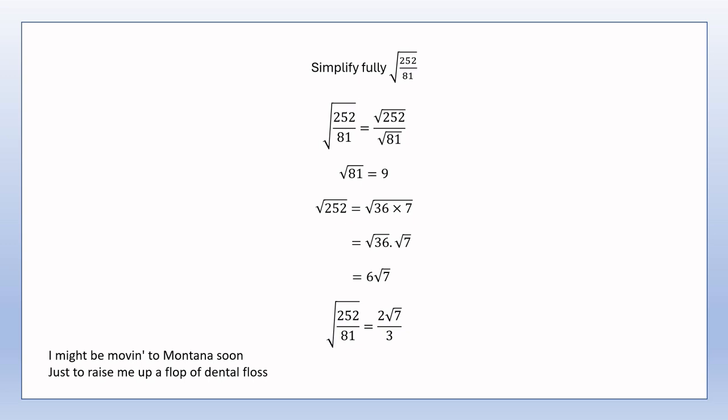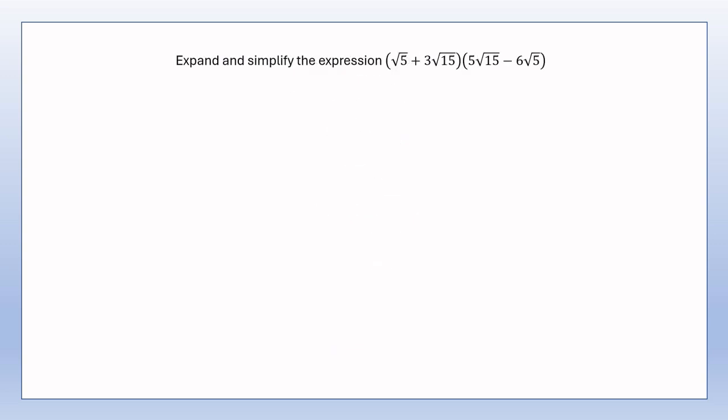So on to the next problem. Expand and simplify the expression square root of 5 plus 3 root 15 times 5 root 15 minus 6 root 5. So we've been told exactly what to do here, so we just need to go ahead and do it and get started. So we get, after expansion, 5 root 75 minus 30 plus 225 minus 18 root 75. And so by collecting like terms, we get 195 minus 13 times the square root of 75.